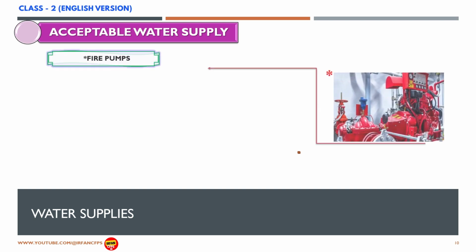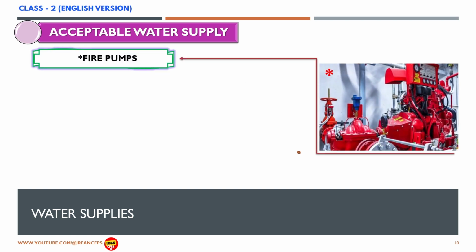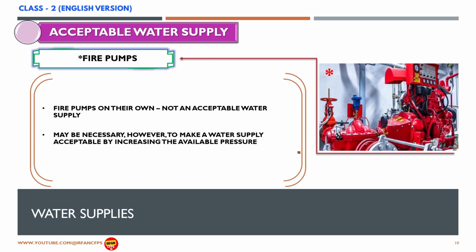The fifth acceptable water supply is fire pumps. Several of the water supplies discussed before utilized fire pumps to increase pressure. It's important to understand that fire pumps cannot create more water than is available from a given source. Fire pumps may be necessary, however, to make a water supply acceptable by increasing the available pressure.